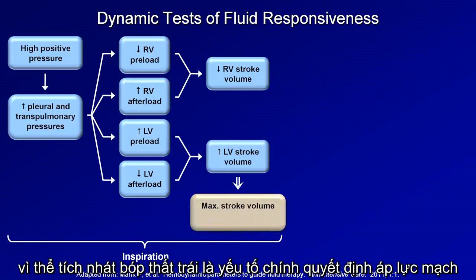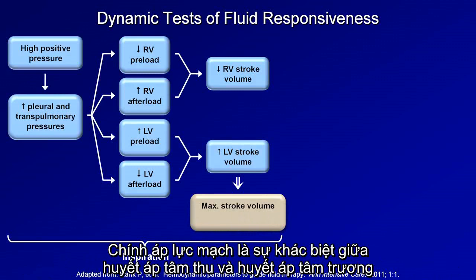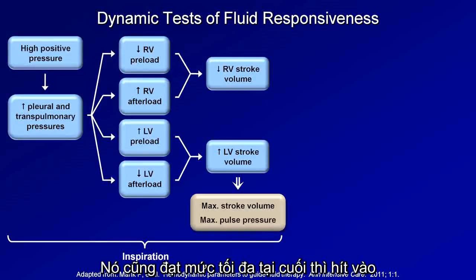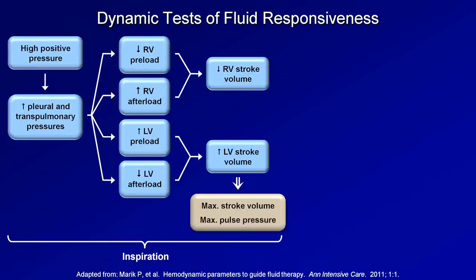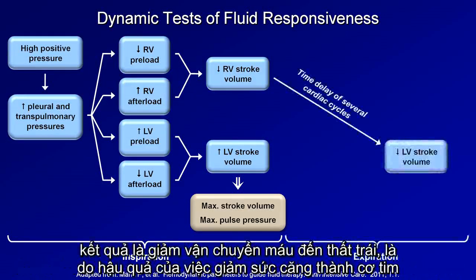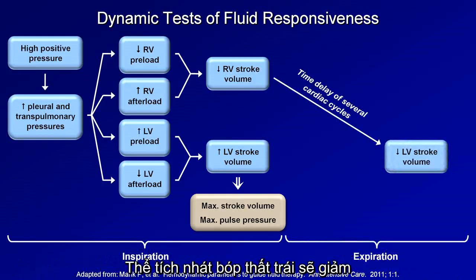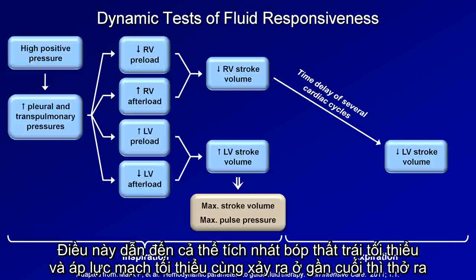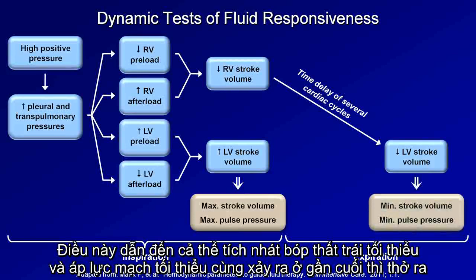is greatest. Since the LV stroke volume is the primary determinant of the pulse pressure, that is, the difference between the systolic and diastolic blood pressures, that also is at a maximum at the end of inspiration. Now, once inspiration is over, it takes several cardiac cycles for the diminished RV stroke volume to result in decreased delivery of blood to the LV, where, as a consequence of decreased myocardial stretch, the LV stroke volume will decrease. This results in a minimum LV stroke volume and minimum pulse pressure, both occurring near the end of expiration.